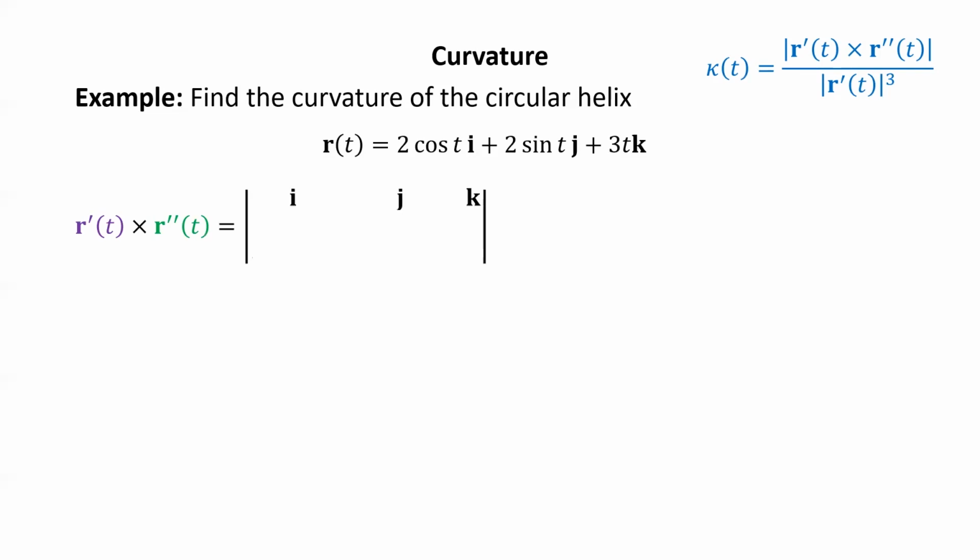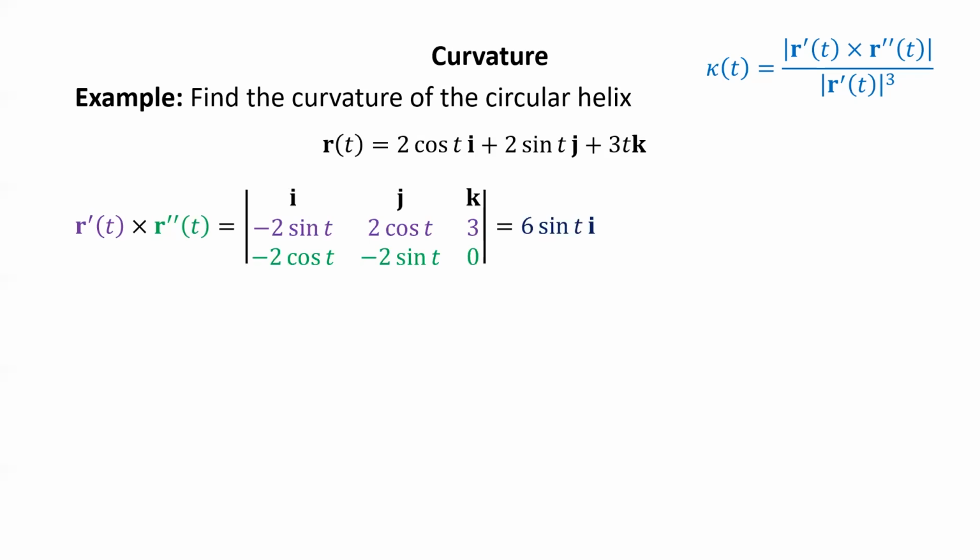So inside our determinant, we're going to put for the second row the derivatives of each component there. The derivative of 2 cosine t is negative 2 sine t. The derivative of 2 sine t is 2 cosine t. And the derivative of 3t is 3. For the third row, we take the derivative of the derivative. So the derivative of negative 2 sine t is negative 2 cosine t. The derivative of 2 cosine t is negative 2 sine t. And the derivative of 3 is 0.